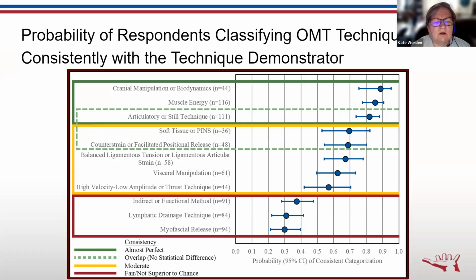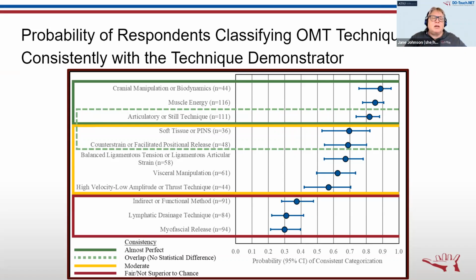Yes, Kate. So if I'm understanding, in that green area, where you have no statistical significance, you have counter strain, FPR, soft tissue pins, articulatory or still, all were looking the same? They're not statistically significantly different. How's that for statistician speak? So they weren't far enough different to be significantly different.